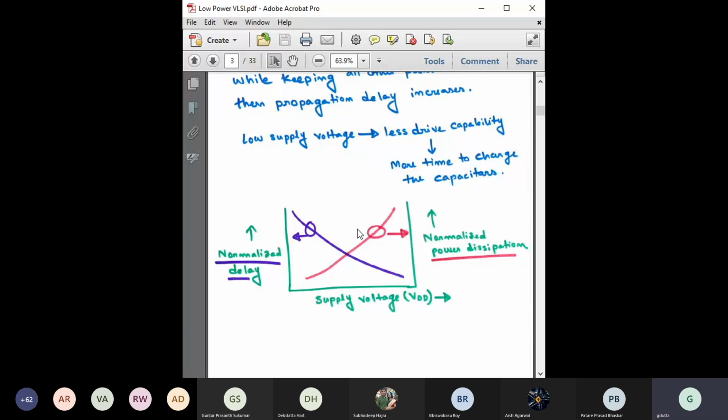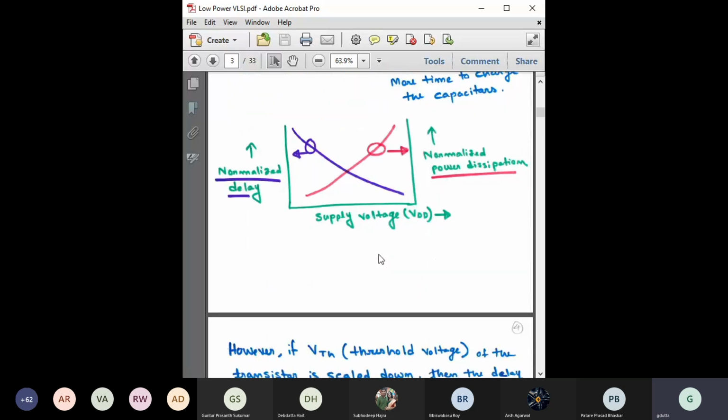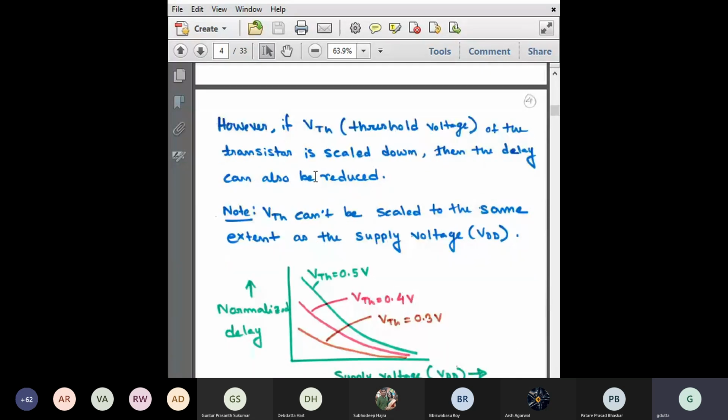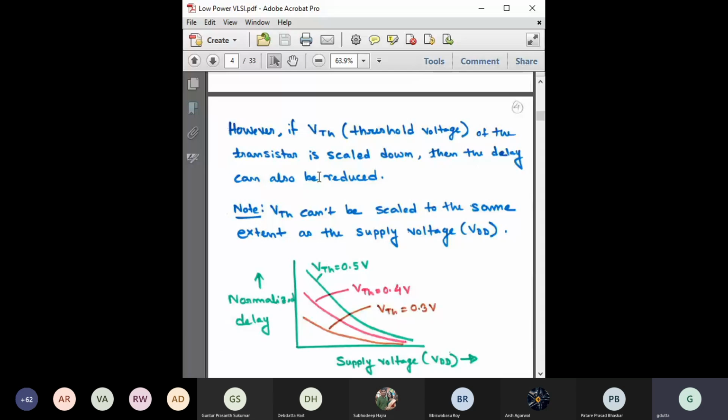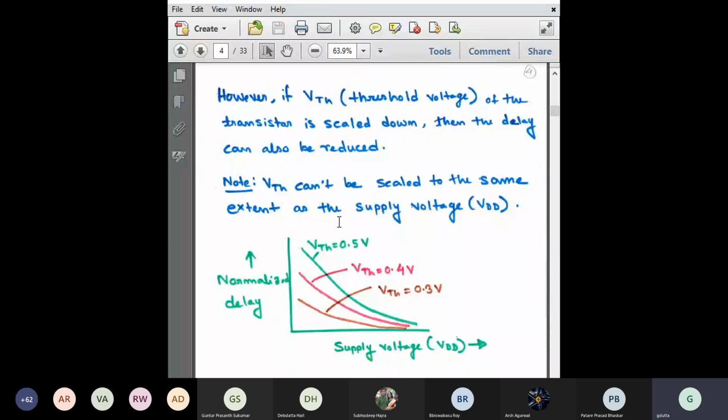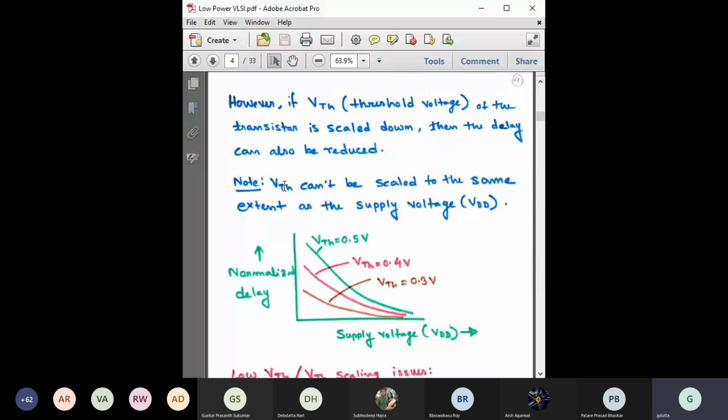Delay will increase, right? To compensate for that, while we are reducing the VDD, we can also reduce the threshold voltage. That would be one of the choices. But the question is, can we really do that? The answer is no. You cannot reduce the threshold voltage of a transistor in proportion to the VDD, because there are other challenges that will come. I will discuss those things. As written here, the threshold voltage cannot be scaled down to the same extent as the power supply voltage, that is VDD.